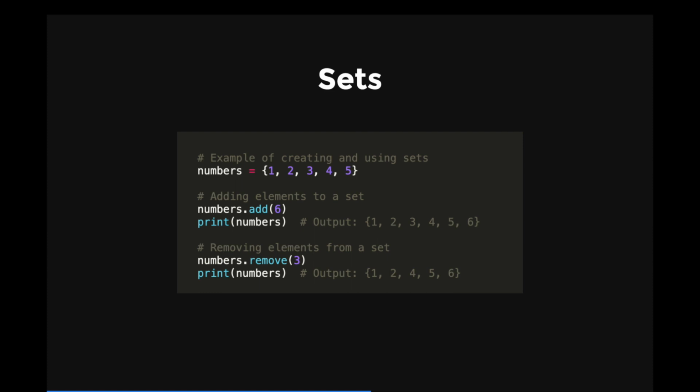You use the same curly brackets, but you don't have key-value pairs. Here I've assigned some values 1, 2, 3, 4, 5. I say add 6 to it, and if you print it out, you'll see 6 is printed. You say remove 3, and if you print it out, it will remove 3 from there. If you try to add any duplicate value, it will not take it.